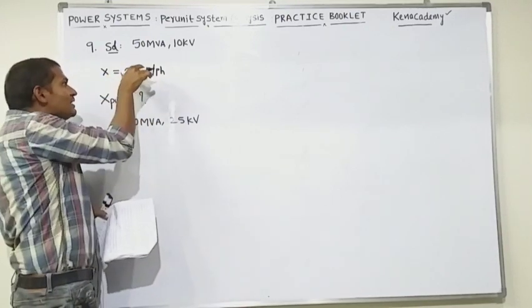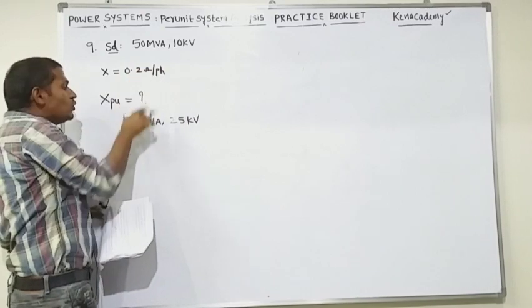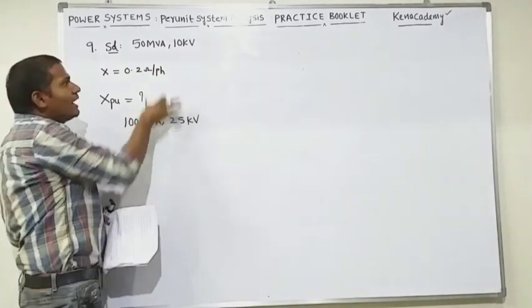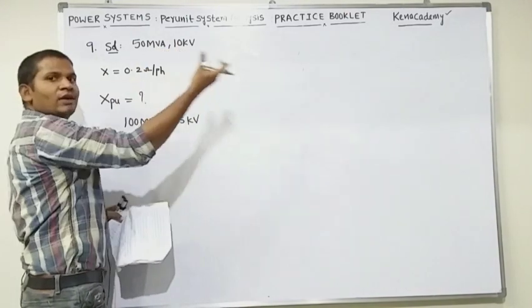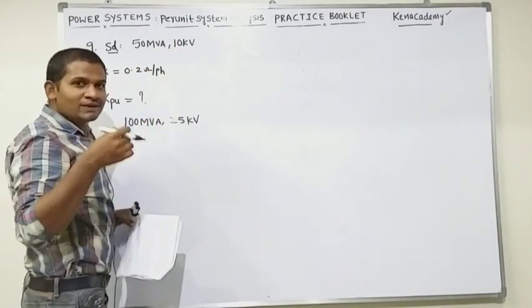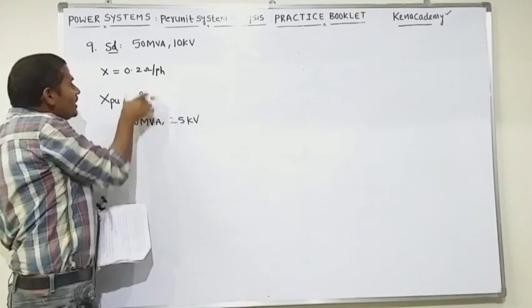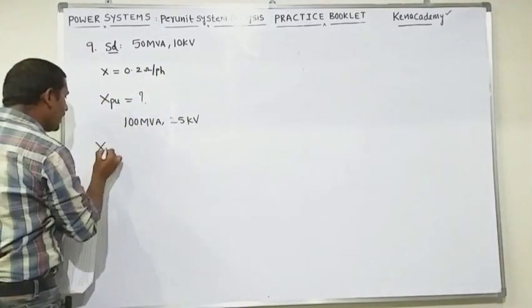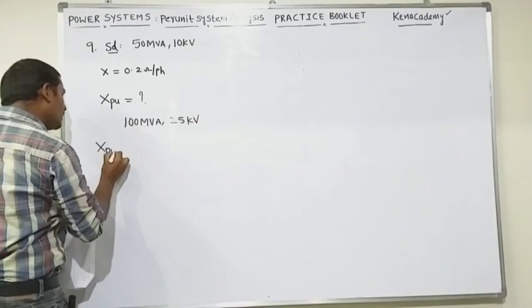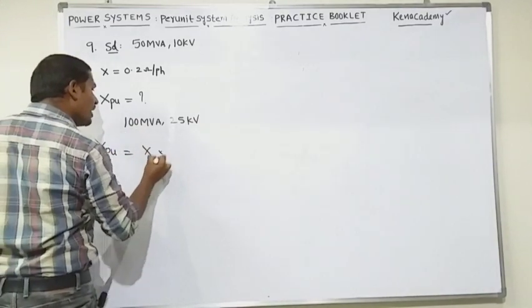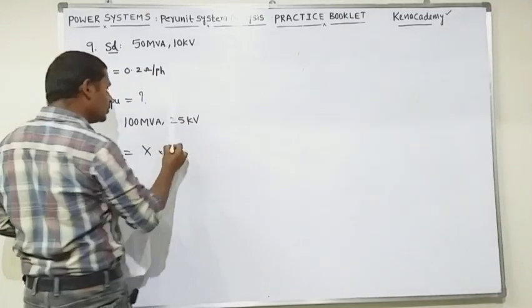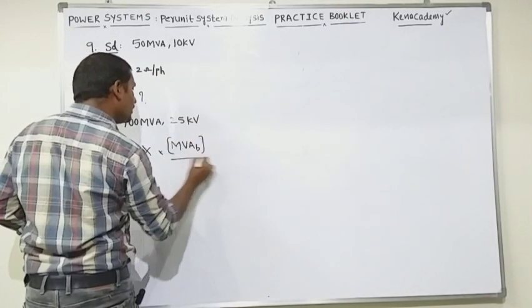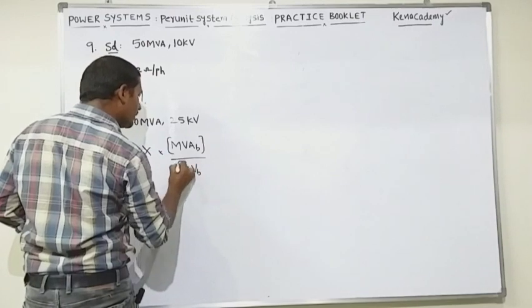You want to express this reactance in per unit using this base, not that base. If the base is not given, you directly take the rating as the base, then convert into per unit value. But it is specially mentioned in the problem to calculate per unit reactance using this base. Then what is the formula for per unit value? X per unit equals actual reactance into base MVA by kV base square.